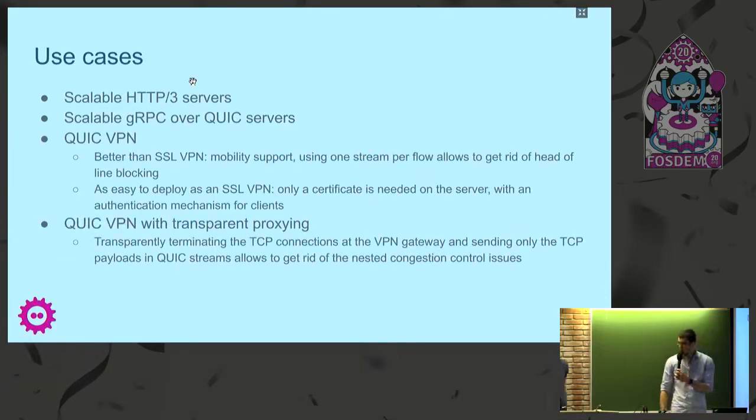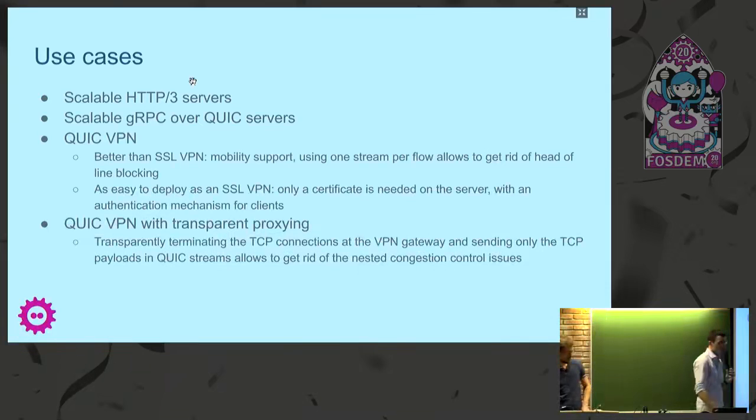The use cases for this QUIC stack now, because we don't do this just for fun, although it is fun, are of course HTTP3 servers, probably the most common use case for QUIC, but also gRPC over QUIC. gRPC can optionally use QUIC transport, and it's really well suited because of the built-in multiplexing. And there are also more network-oriented use cases like QUIC VPNs, which is similar to SSL VPN but better because it supports mobility, and using one stream per flow allows getting rid of the head-of-line blocking in case of packet loss in an SSL VPN.